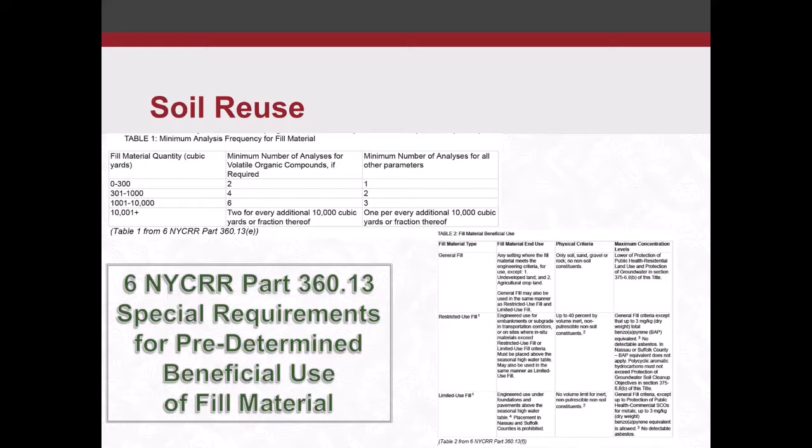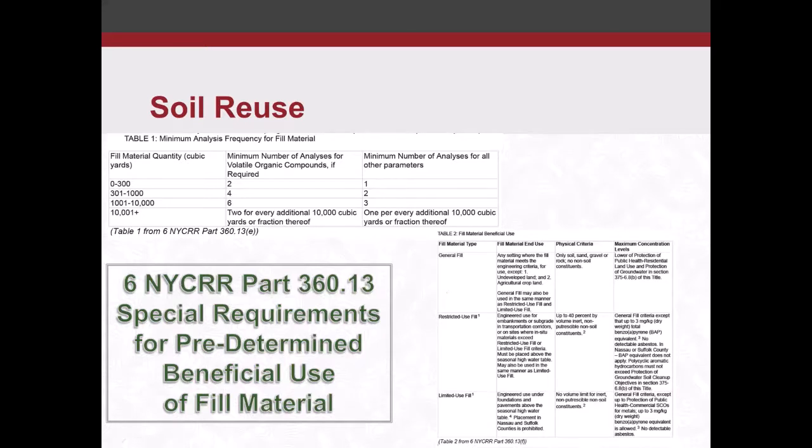as for the reuse parameters. And those reuse parameters under Part 360 are right down here in the bottom right. There are three different criteria that they have: general fill, restricted use fill, and limited use fill. So depending on where your values and your data results are for the different contaminants that you analyze for, this will tell you what you can reuse it for.